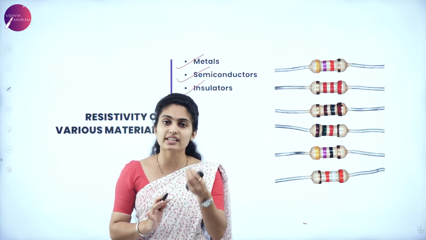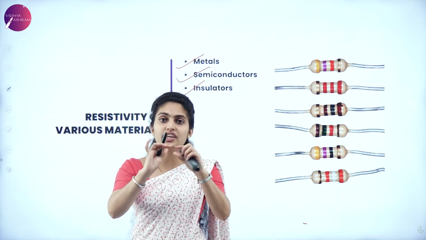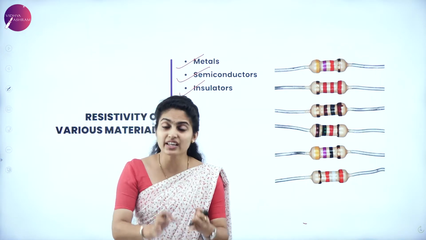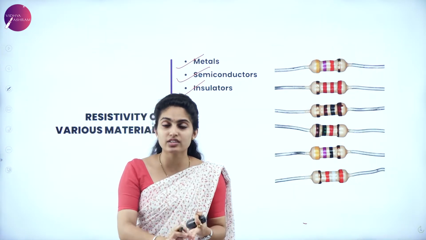You can give the example of a wire which is covered with that insulator. You have green color wires, black color wires, red color, yellow color.